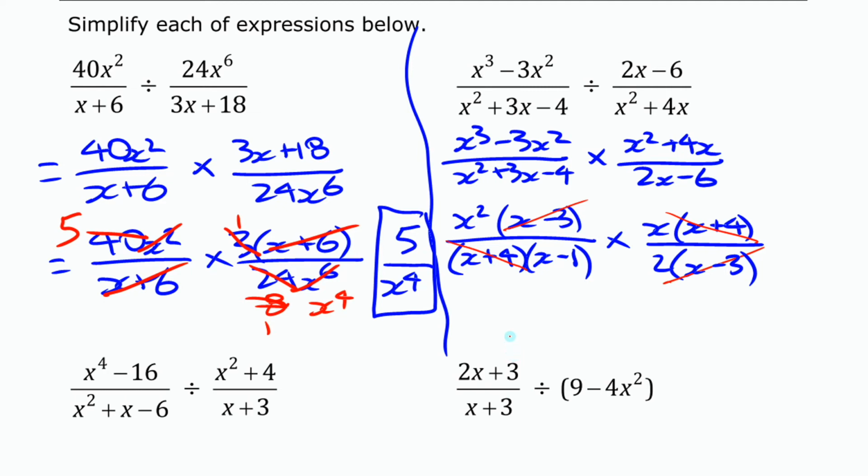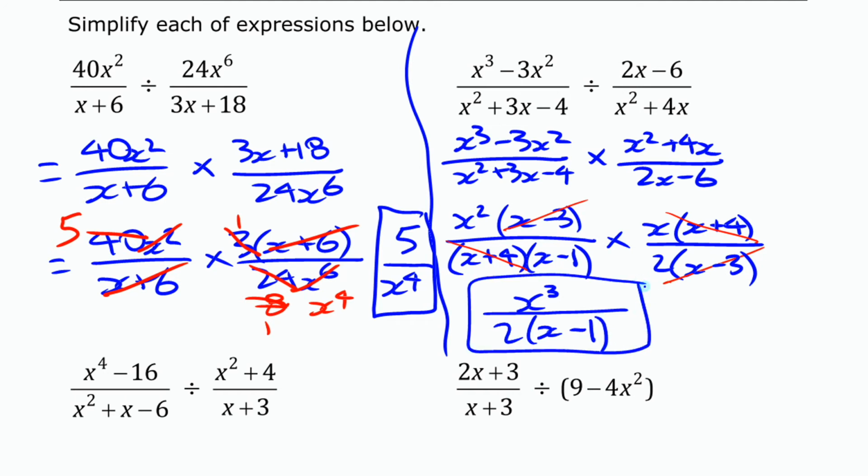Beyond that, though, I don't think there's anything left we can get rid of, because we have x squared and x on the top, and there are no x factors on the bottom. So at this point, I can just write my result: x cubed, because we have x squared times x, over 2 times x minus 1. That expression right there is equivalent to that which we started with.